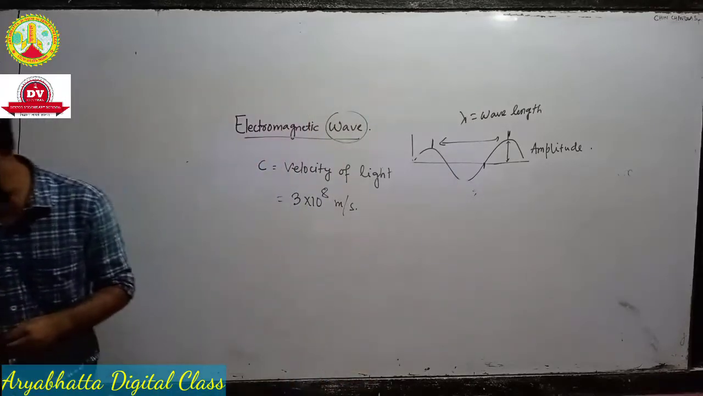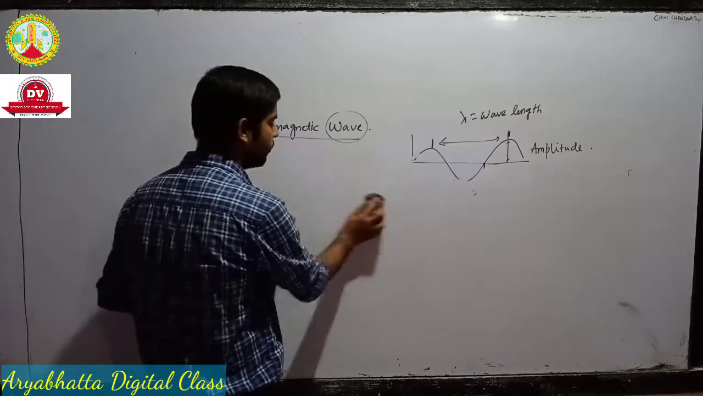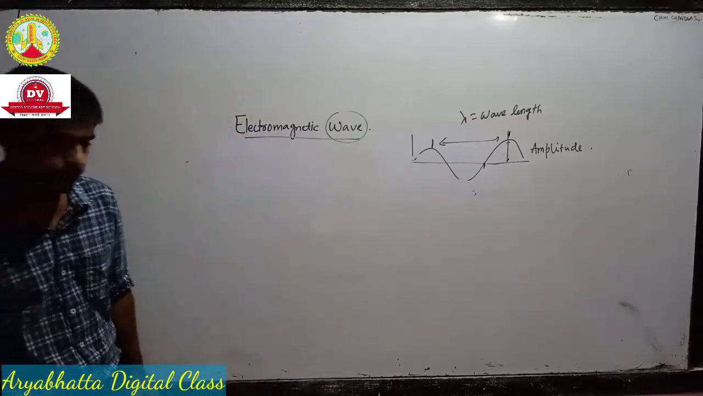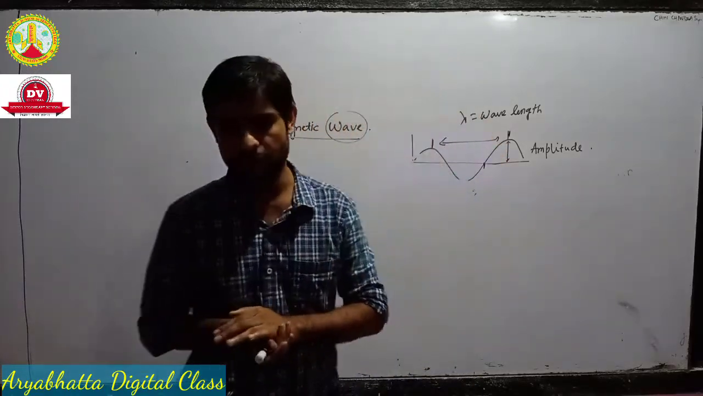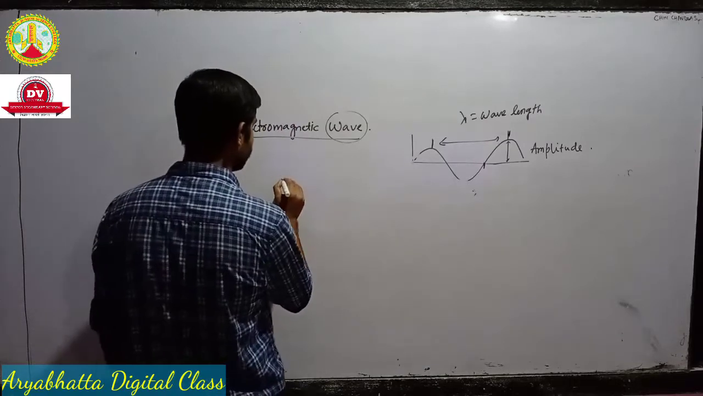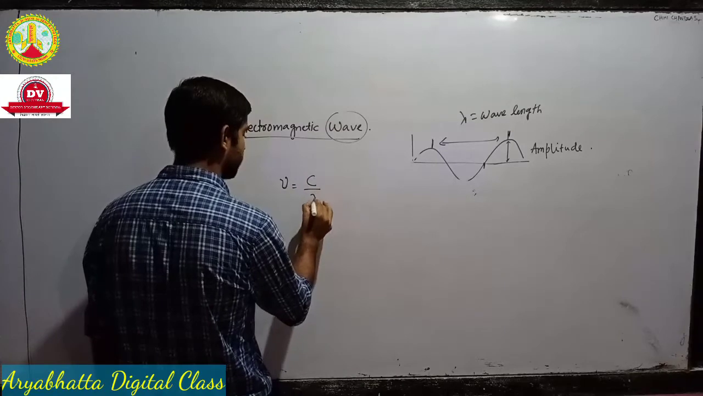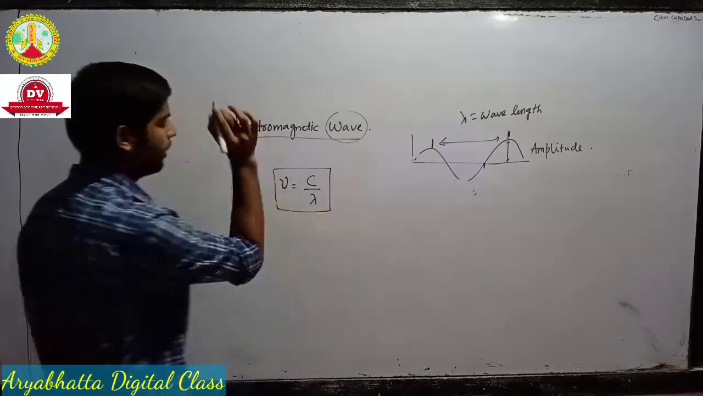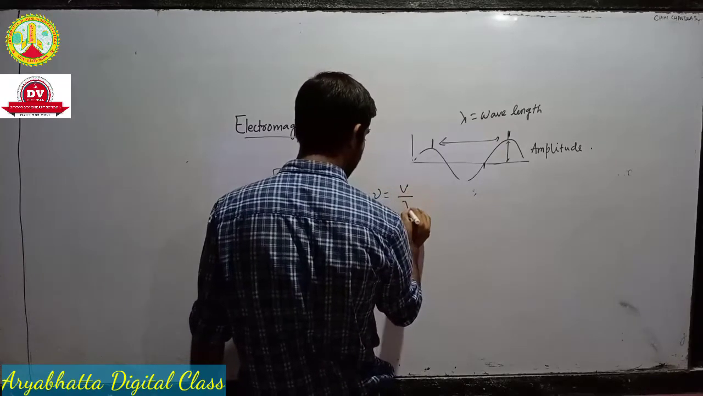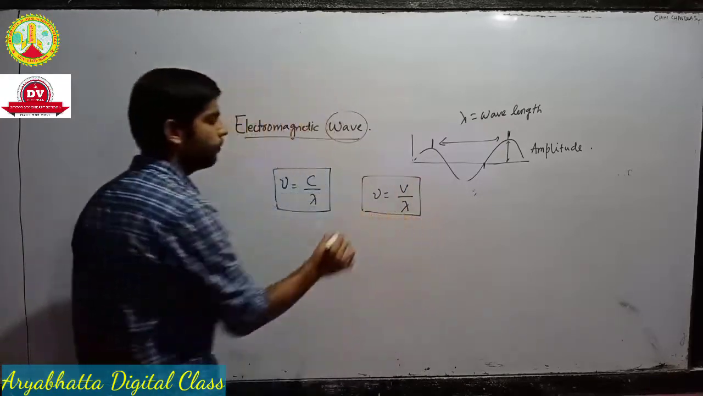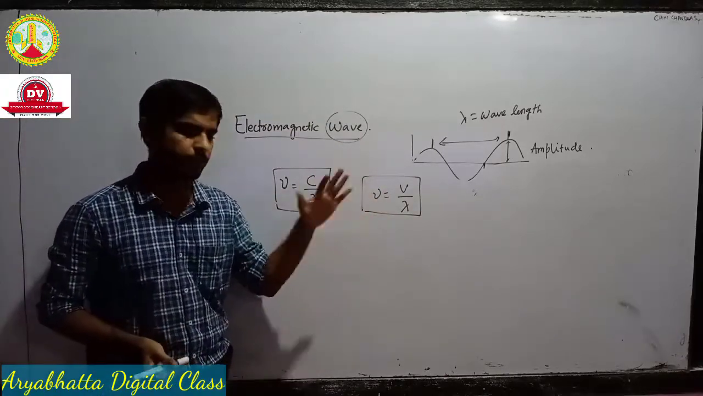So now we will get a relation, a mathematical formula, and that mathematical formula will do what? It will connect frequency, wavelength and velocity of light. The formula is frequency is equal to c by lambda for electromagnetic wave. For any other wave, frequency is equal to velocity of the wave by lambda. You have to remember this formula, that frequency is equal to velocity by wavelength.